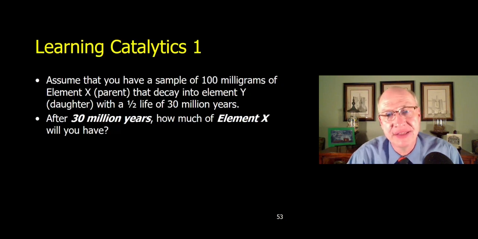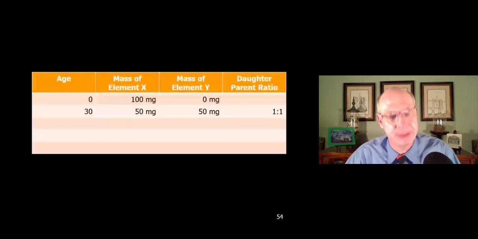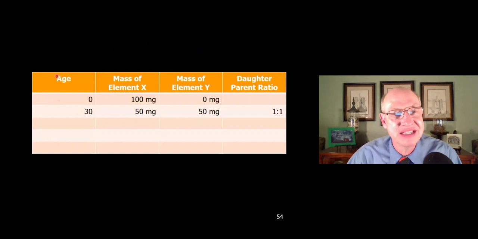All right, what did you get on this one? So let's start making a table here. This is the age in millions of years. Sorry, I should have properly written millions of years on there. So this is when the rock is newly formed. When it's brand new, its age is 0. We have 100 milligrams of element X. We have no milligrams of element Y.